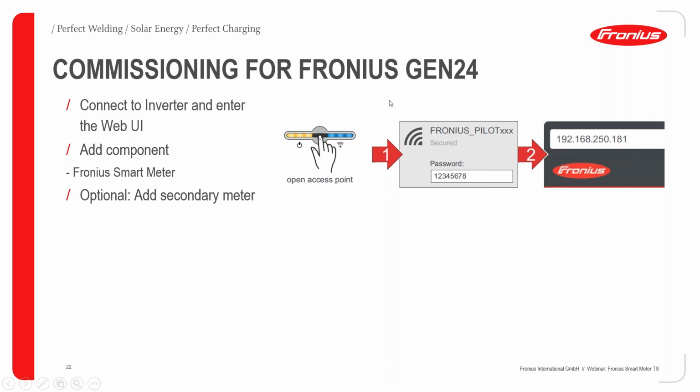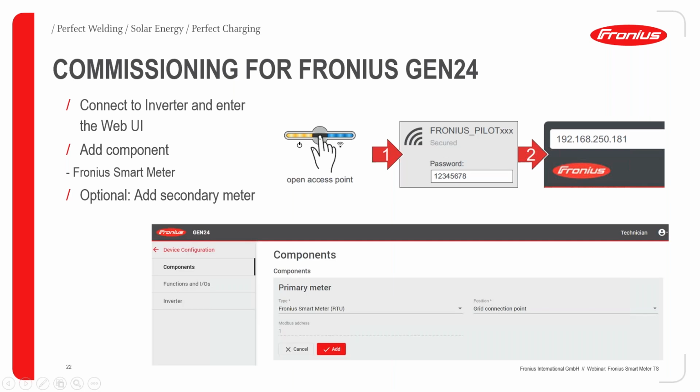And if we're using the app, then we will be directly forwarded to this web UI. And when we go there, we simply need to add another component. So we go to Device Configuration, Components, and then we say we want to add another component. Select the primary Fronius Smart Meter here, and simply choose the position. So if it's on the grid connection point, the feed-in point, or if it's in the consumption path.